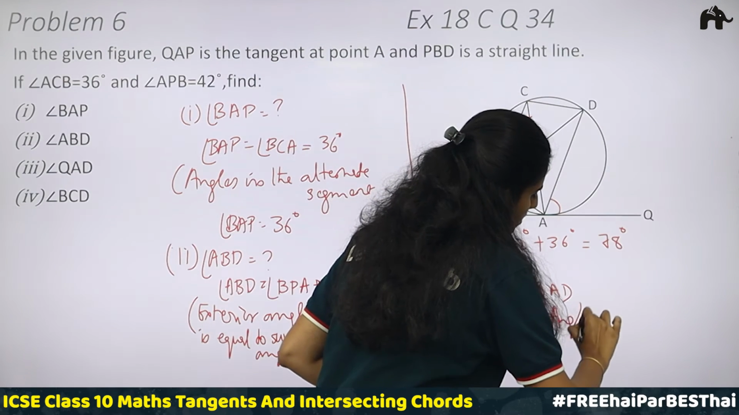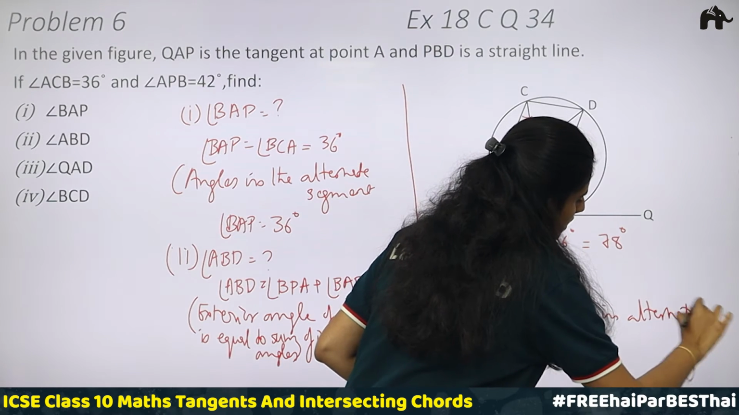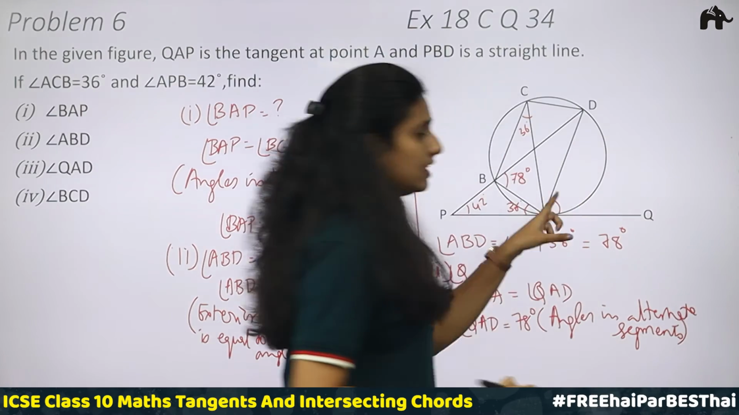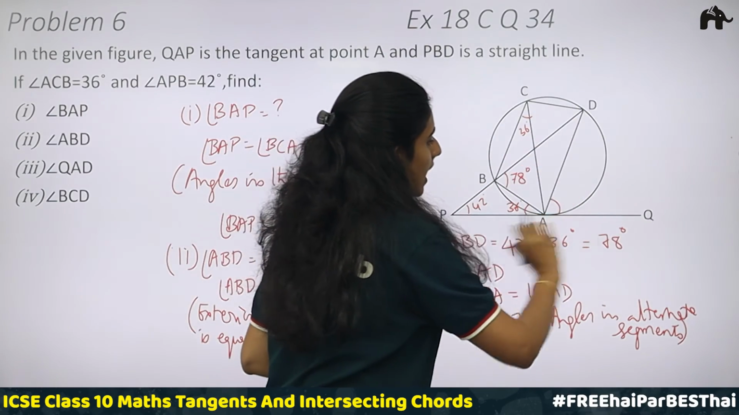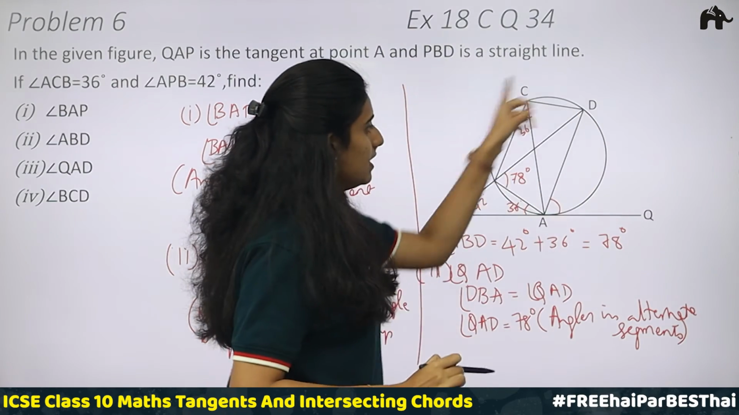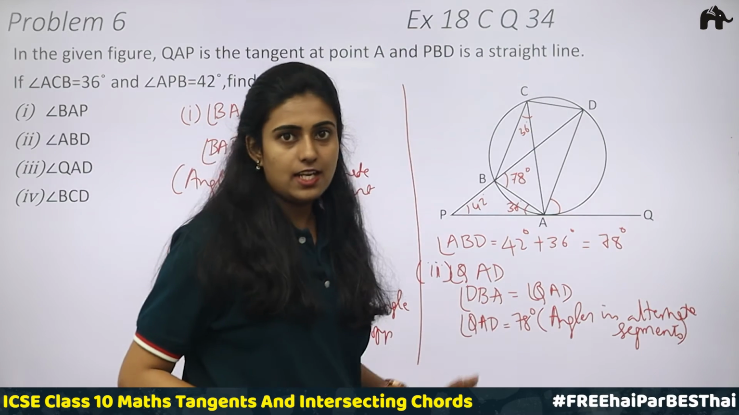Angles in alternate segments. This angle is subtended by the chord and the tangent. Here, the same chord subtends angle 78 degrees on the circle. Therefore, QAD is also equal to 78 degrees.